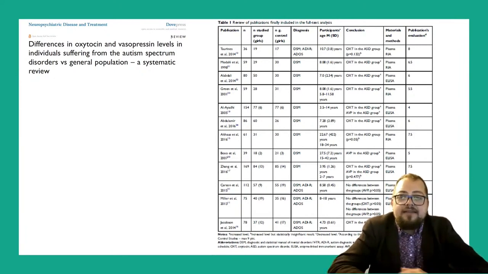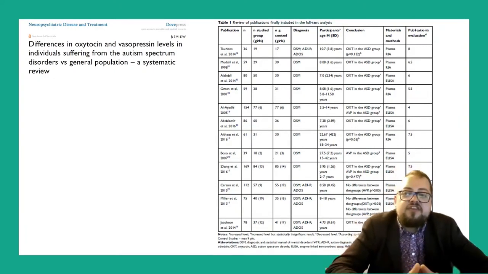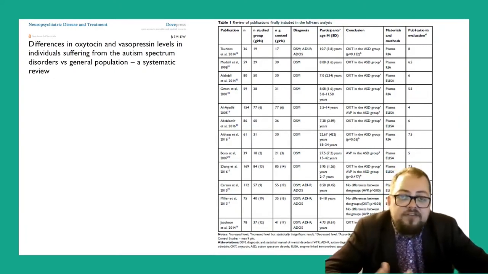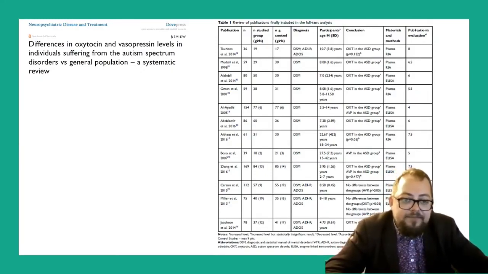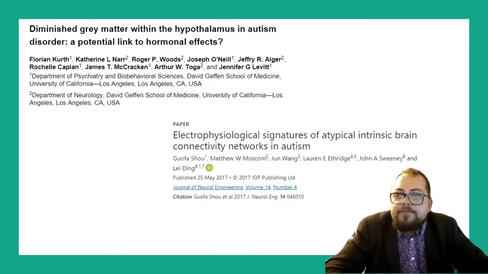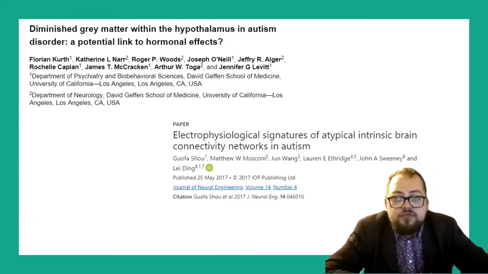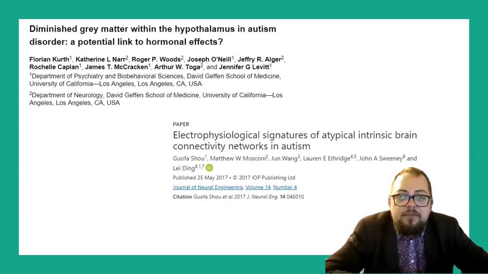What one should keep in mind are the arguments for the existence of such a difference, which come from, among others, neuroimaging. In the study by Kerf et al. of 2011, on a group of 104 children, 52 with confirmed autism spectrum disorder and 52 controls, by means of magnetic resonance imaging, a significant reduction of the gray matter volume of the hypothalamus in the region of the paraventricular and supraoptic nuclei was observed in the ASD children.